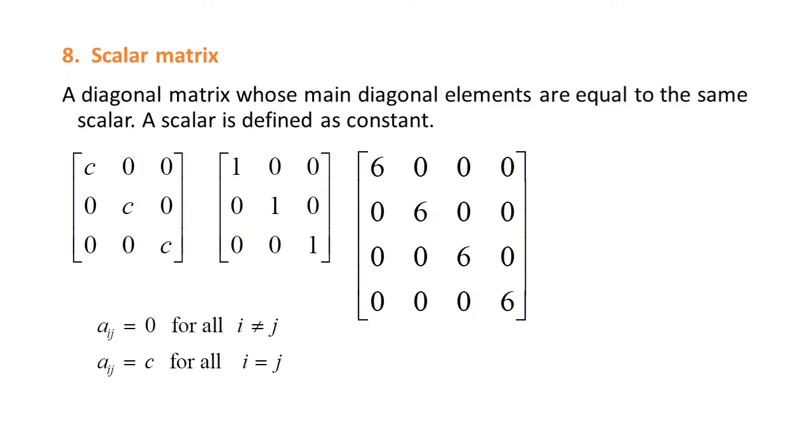The eighth one is a scalar matrix. A diagonal matrix whose main diagonal elements are equal to the same scalar. A scalar is defined as a constant.